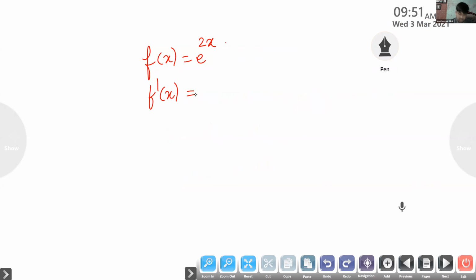Aparna? Ma'am, 2e raised to x. e raised to 2x. Okay, so e raised to 2x, the derivative is e raised to 2x into 2. Is it positive or negative? Positive. Listen children, you always keep it in mind: e raised to x will always be greater than 0 for all x in real numbers.